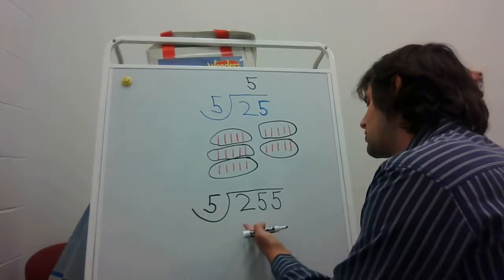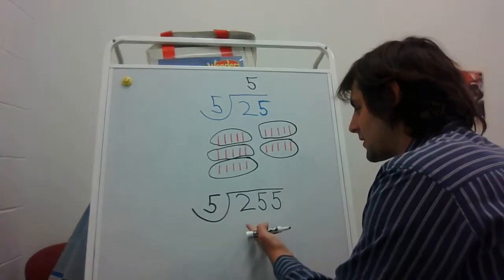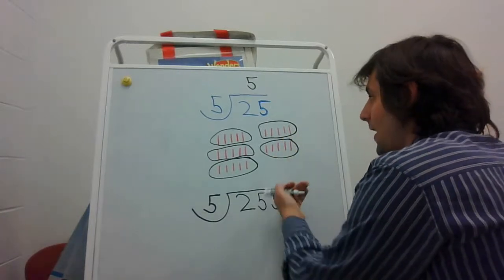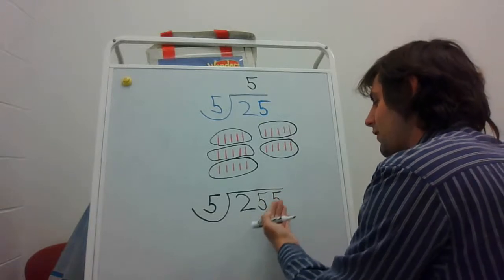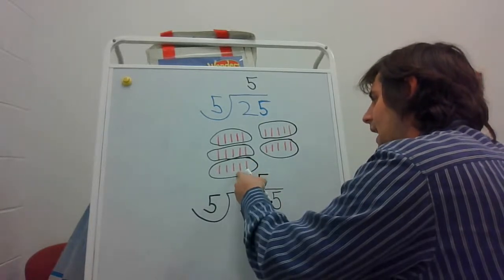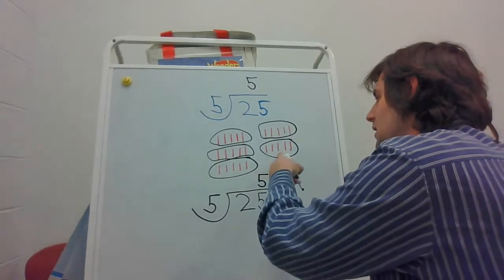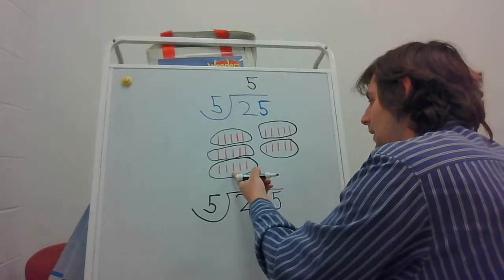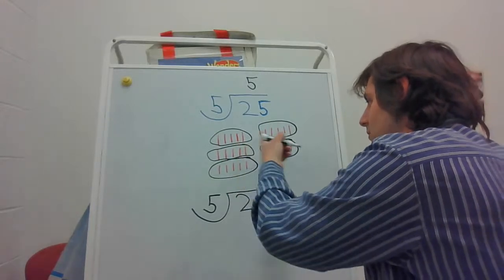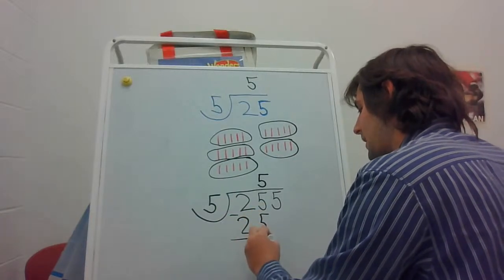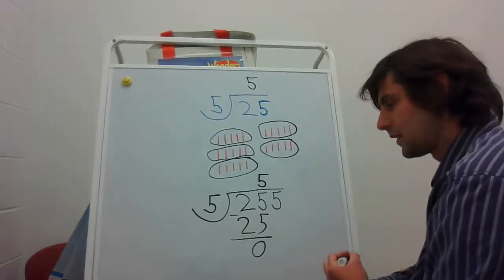Now, for the long division, I would start by solving it the same way, but there would be an extra step. As you can see from the top example, 25 divided by 5 equals 5. So I'm going to put a 5 here. I was able to get 25 tallies within the number 25, counting by 5s 5 times, that equals 25. So there is no remainder. 25 minus 25 equals 0.